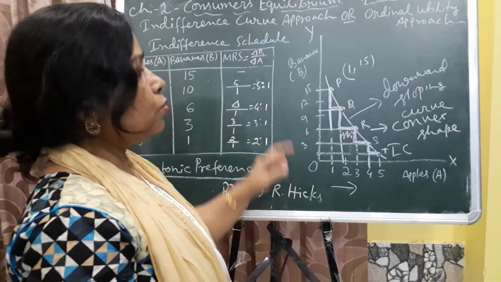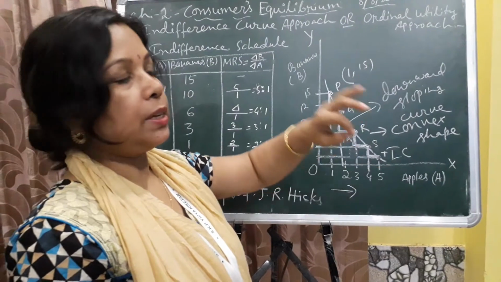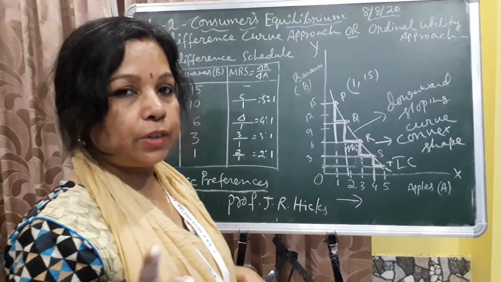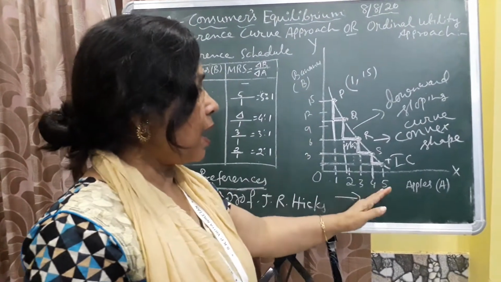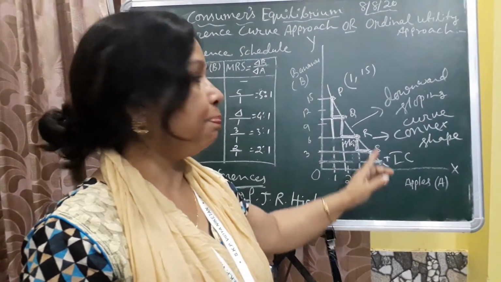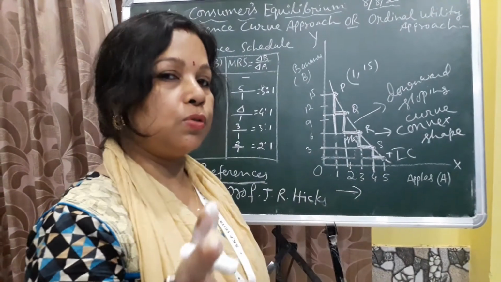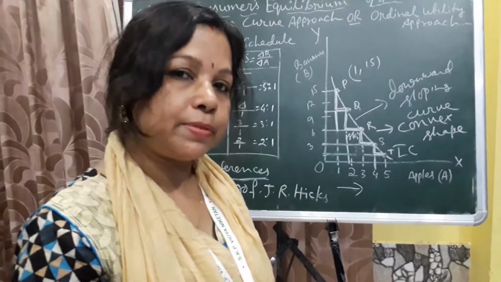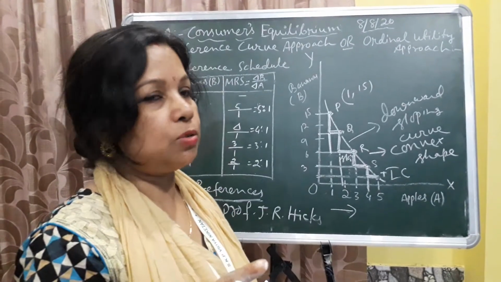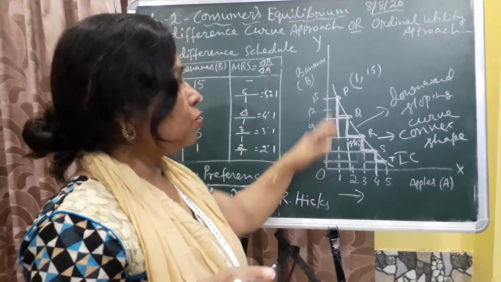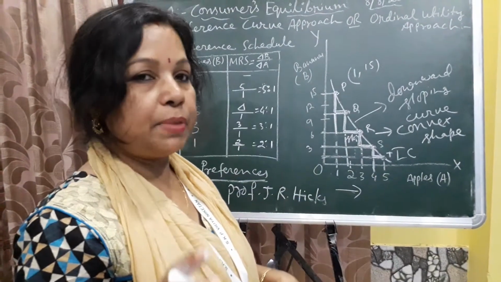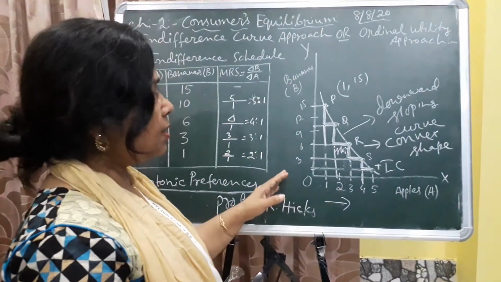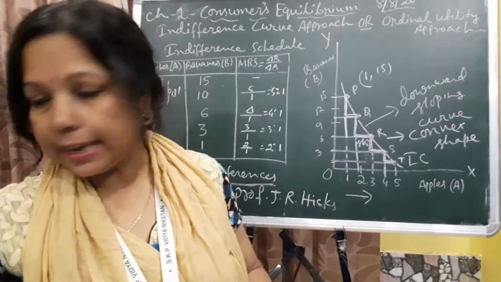Clear up to this? So now from this schedule and diagram you can memorize the indifference curve's definition. What is the indifference curve definition? An indifference curve represents the combination of the two goods, here apple and bananas, which gives the same level of satisfaction to the consumer. So it is a very easy definition. IC represents the combination of the two goods which gives the same level of satisfaction to the consumer. This is the definition.